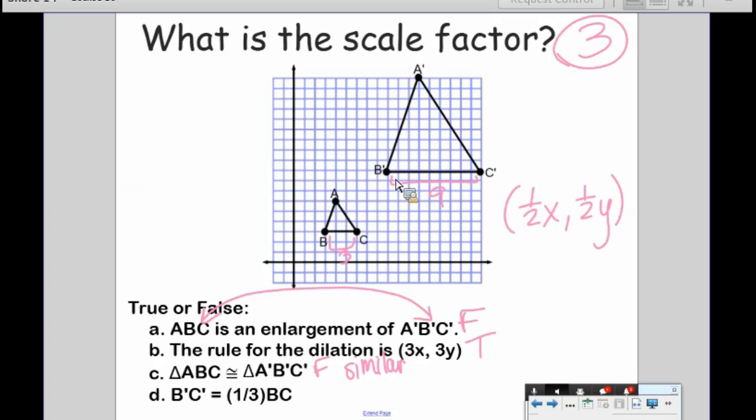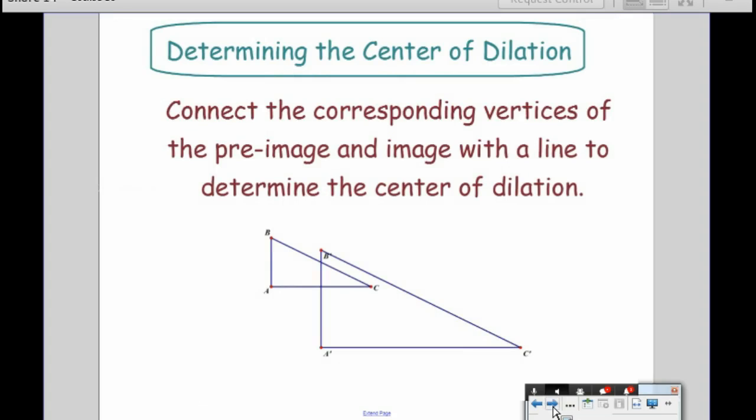And they switched it again, right? B prime, C prime is 3 times BC. If we switch places, it would have been true, but they got the fraction all wrong. Okay. I'm going to have to, you can do it at home.